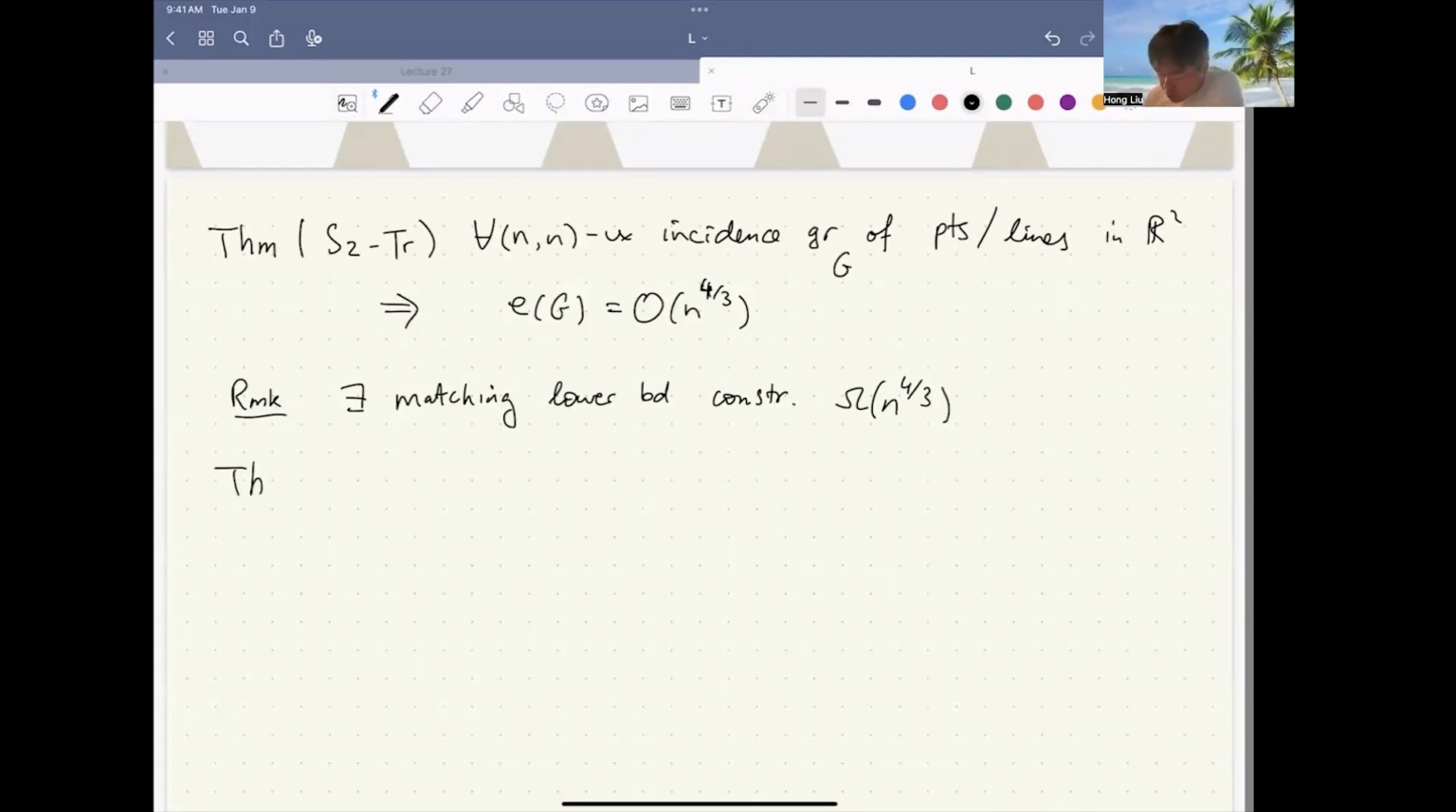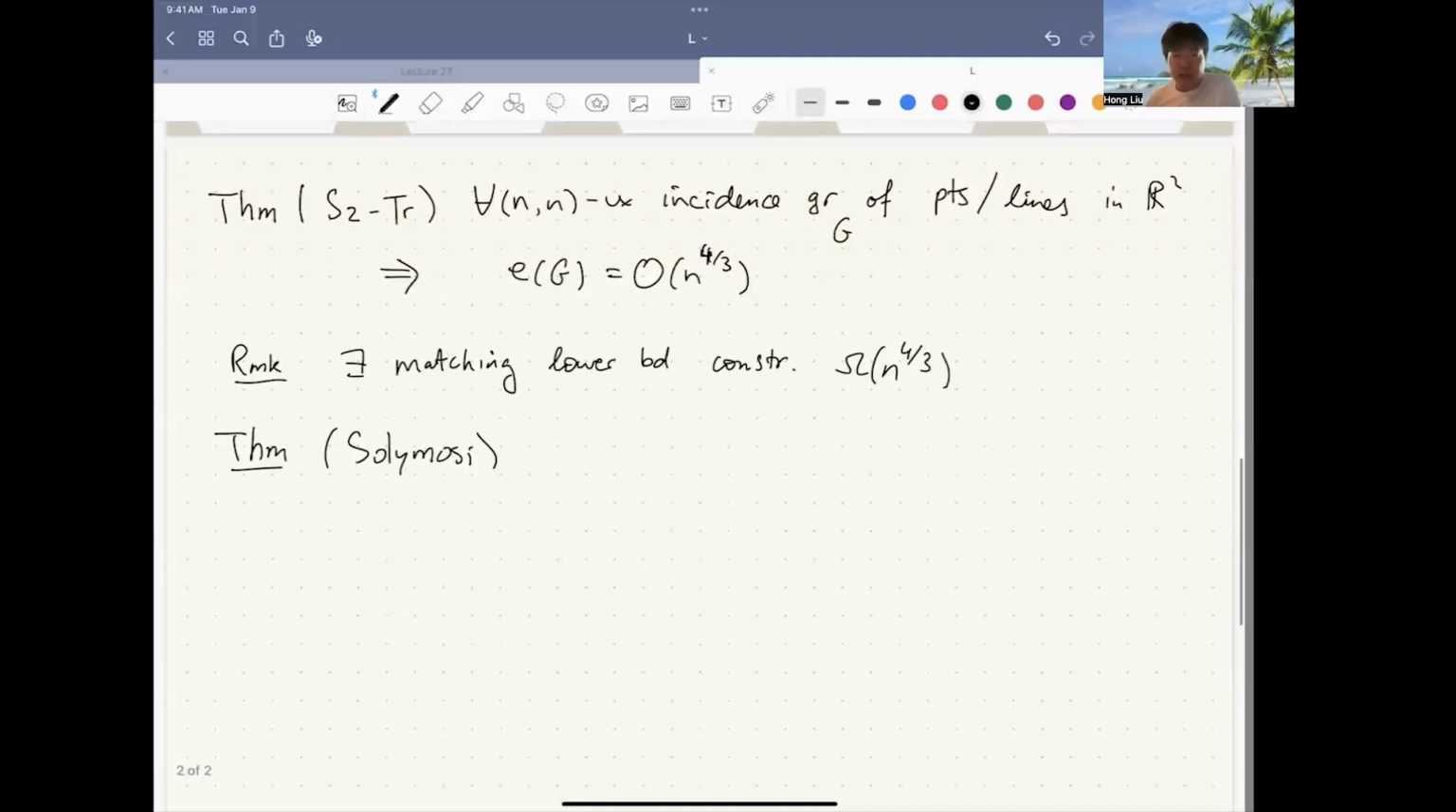The theorem we want to prove is by Fox, Pach, Sheffer, Suk and Zahl. We know the incidence graph of points and lines is C4-free because two lines' common points are at most 1.